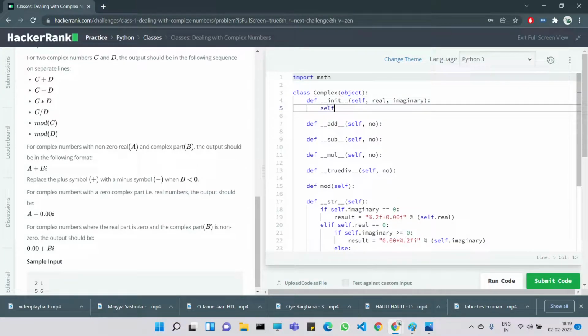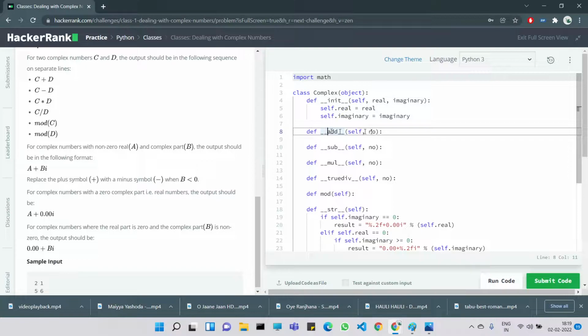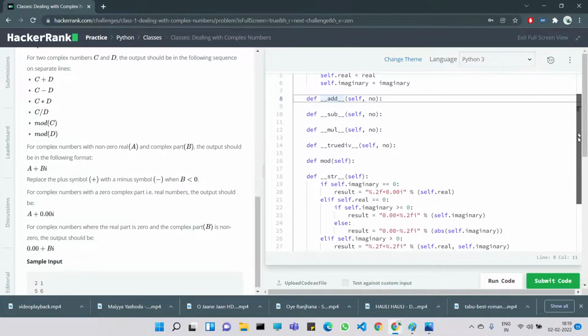So let's do that first. Self dot real equal to real, self dot imaginary equal to imaginary. Okay, we are done with that part. Then we need to add the objects over here. So self and number, so this is going to be C and D.